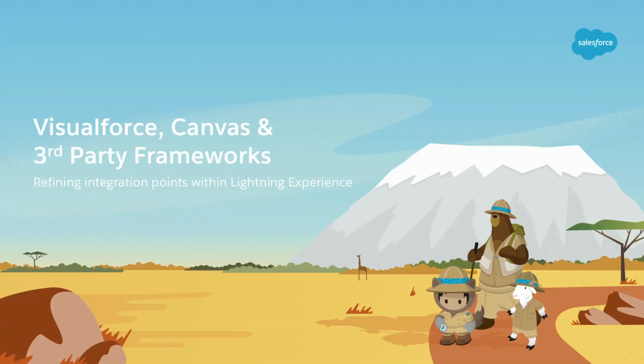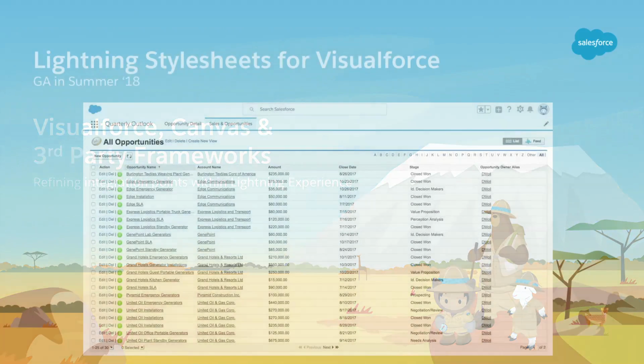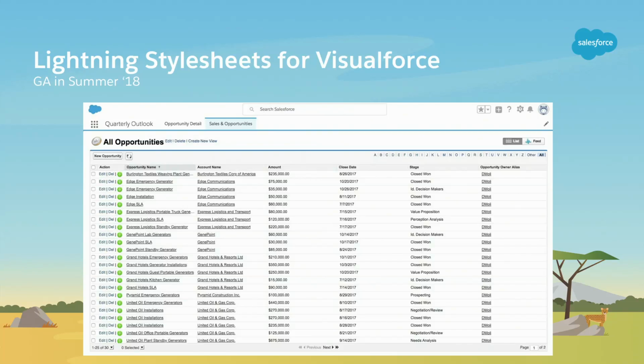So let's start diving into the first category, Visualforce, Canvas, and third-party frameworks, excuse me. I'm assuming all of you have probably built a Visualforce page at some point in your life. Maybe you have lots and lots of them. And one of the things that we wanted to help you solve in terms of Visualforce and the new world of Lightning is around styling. We know that you've invested a lot, and you don't want to rebuild everything. You don't want to restyle everything, but you want it to just look and feel natural.